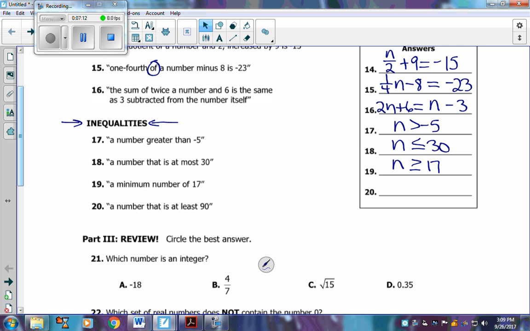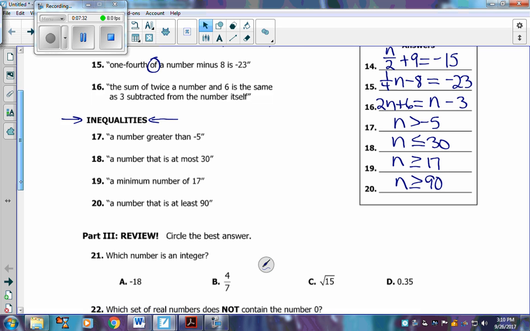Number 20, a number that is at least 90. So that is some number n has to be greater than or equal to 90.